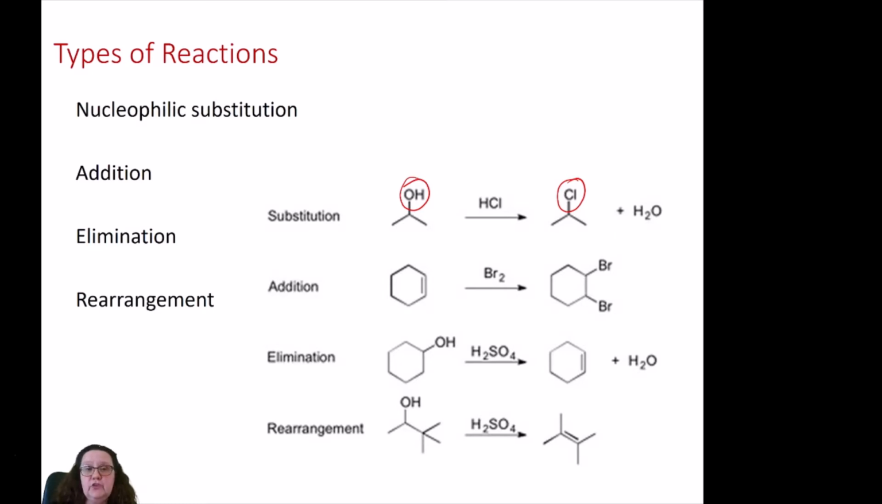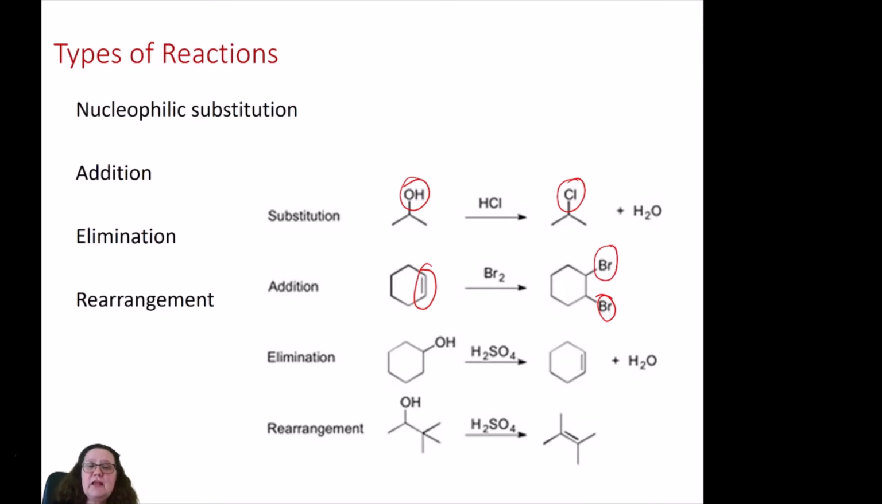Addition reactions. Those typically happen to double and triple bonds. So you've got here cyclohexene, one double bond, and the final product is cyclohexane with 2 bromine added.